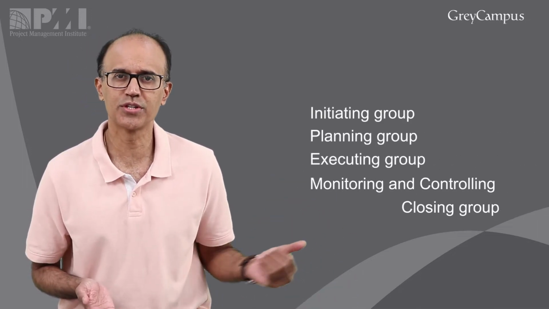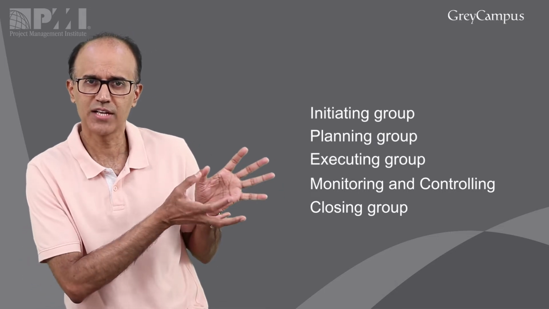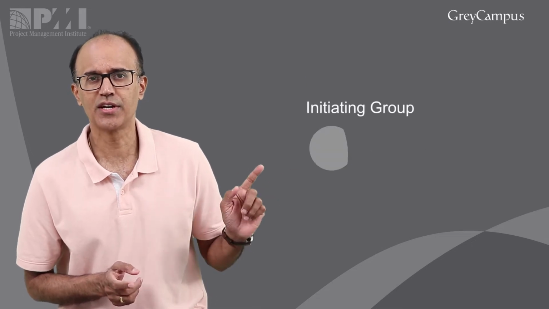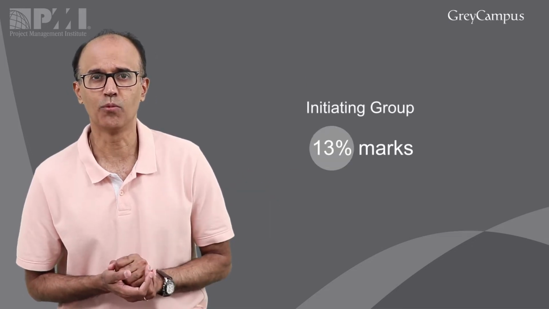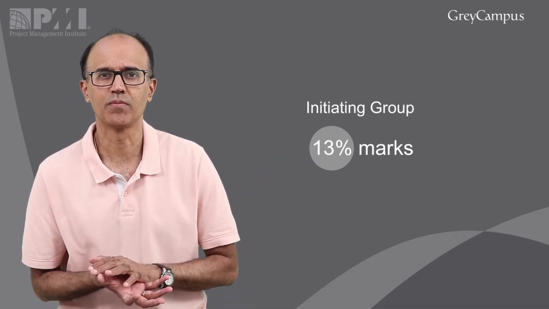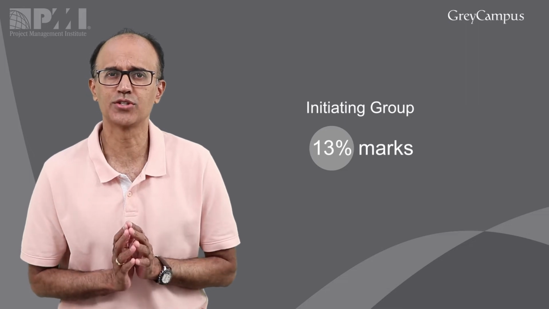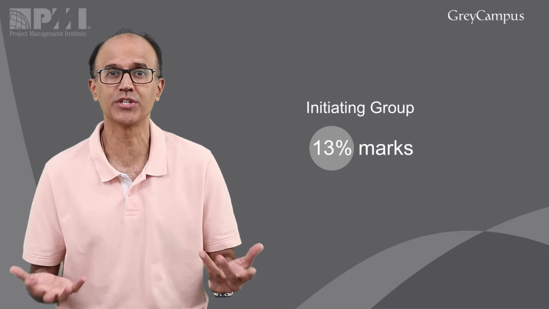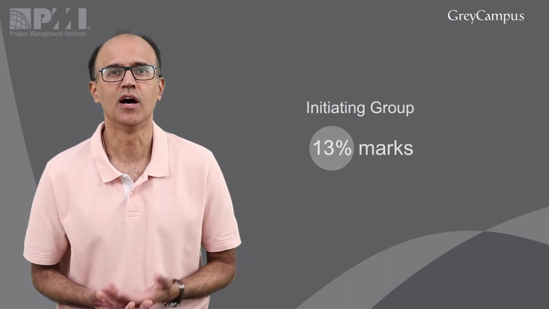So you remember, right, that there are 5 process groups: the initiating group, the planning group, the executing, the monitoring and controlling, and the closing group. Each of these groups has a marks allocation. PMP has 200 questions. So initiating has got 13% allocation. What does that mean? 13% means 26 out of 200. So this is just a guideline. So you can expect about 26 marks for initiating, or maybe 26 questions, assuming one question, 1 mark.